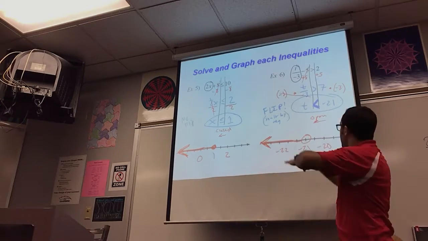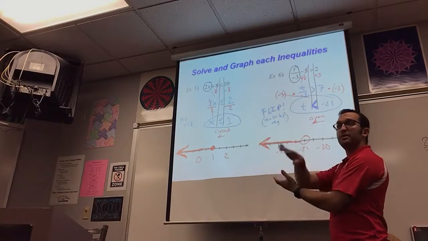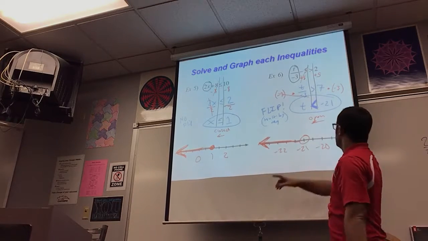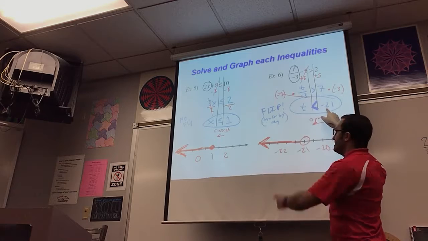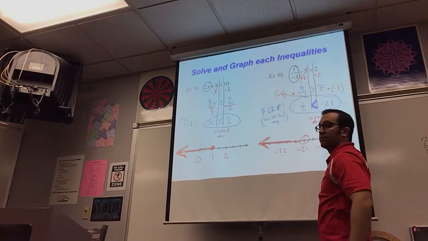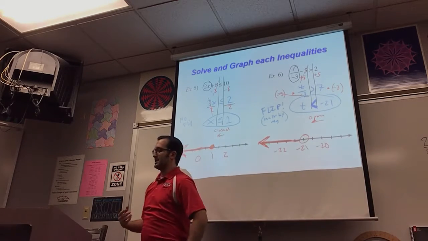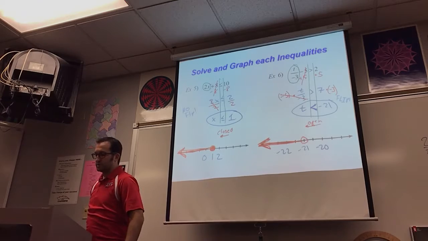Oh, you're gonna flip the sign. Okay, no, I need to flip the entire thing. The whole thing would have to change its direction. If t was on the right-hand side and negative 21 was over here, I would have to switch the numbers and switch the symbol. I would literally read it in reverse, write it backwards. Okay, because the variable has to come first. Okay, questions on this?